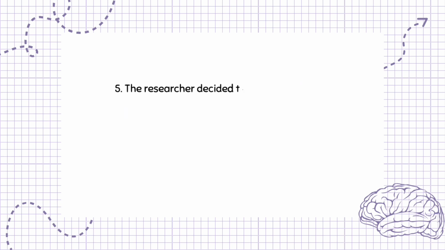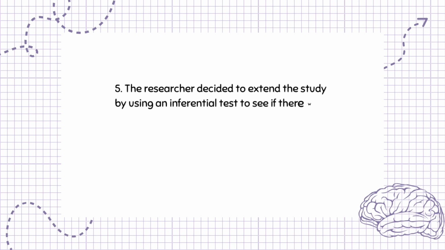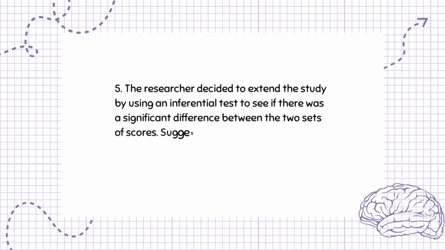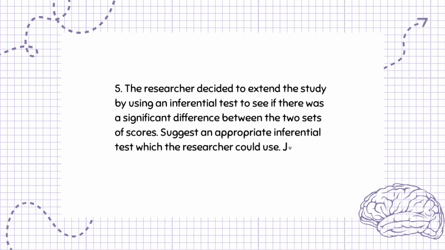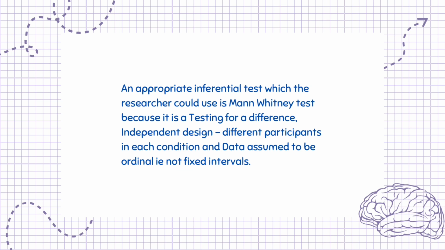Question 5. The researcher decided to extend the study by using an inferential test to see if there was a significant difference between the 2 sets of scores. Suggest an appropriate inferential test which the researcher could use. Justify your choice. 4 marks. An appropriate inferential test which the researcher could use is the Mann-Whitney test because it is testing for a difference, independent design, different participants in each condition, and data assumed to be ordinal, i.e. not fixed intervals.